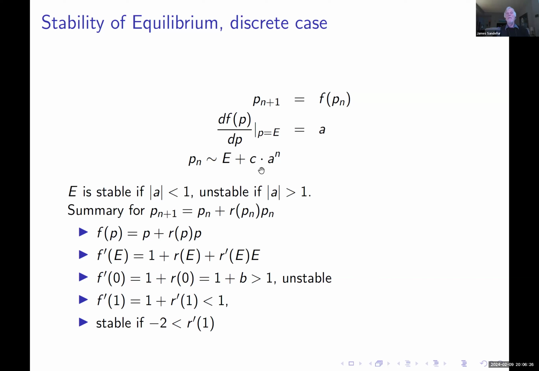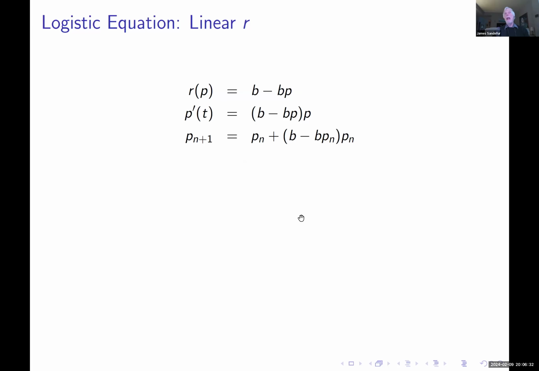Otherwise, the a value would be less than minus 1 and it would be unstable. So let's look at the logistic equation, which most of you are probably familiar with. For the logistic equation, you just assume the per capita growth rate is a straight line. This is what it would have to be to satisfy our 3 conditions.